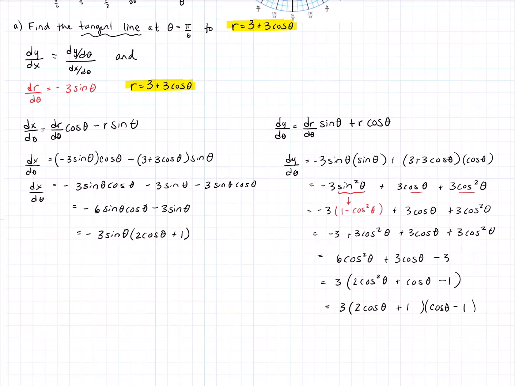And ultimately, here's my dy/dx, and I'll even put it in red because that's going to be dy/dθ, which I have simplified here on the right. So that's going to be 3 times 2 cosine of theta plus 1 and cosine of theta minus 1, and then divided by dx/dθ, so that's a minus 3 sine of theta times 2 cosine of theta plus 1.